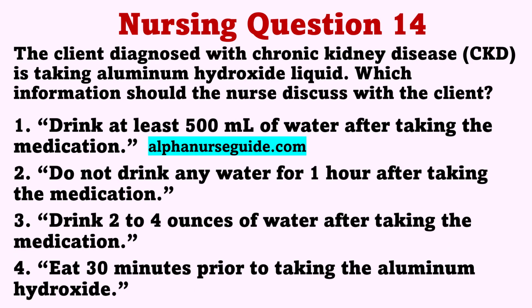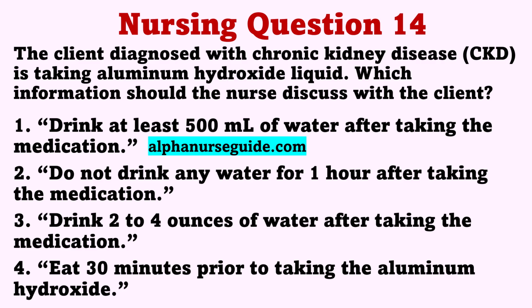The client diagnosed with chronic kidney disease is taking aluminum hydroxide liquid. Which information should the nurse discuss with the client? 1. Drink at least 500 milliliters of water after taking the medication. 2. Do not drink any water for 1 hour after taking the medication. 3. Drink 2 to 4 ounces of water after taking the medication. 4. Eat 30 minutes prior to taking the aluminum hydroxide.